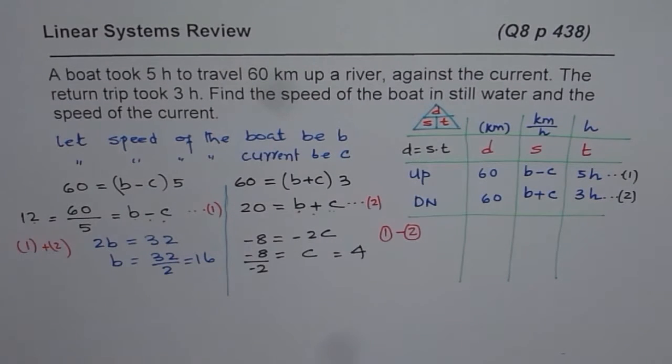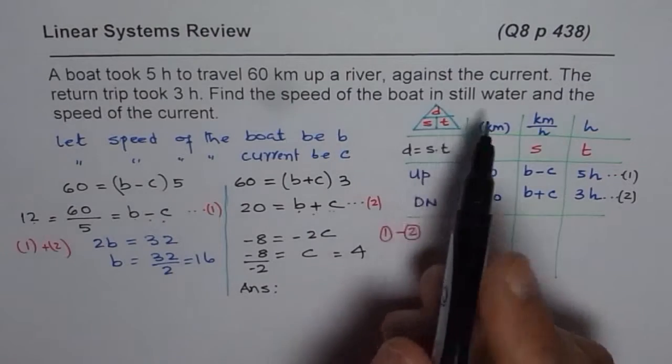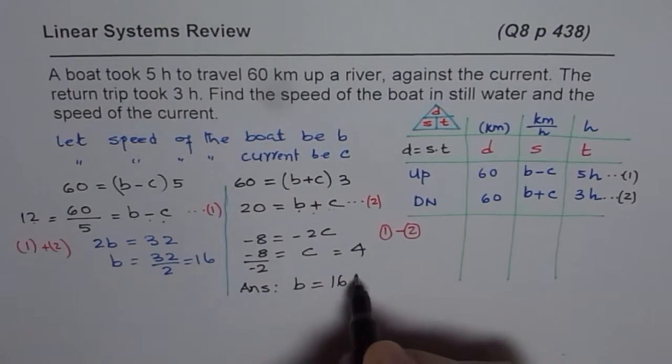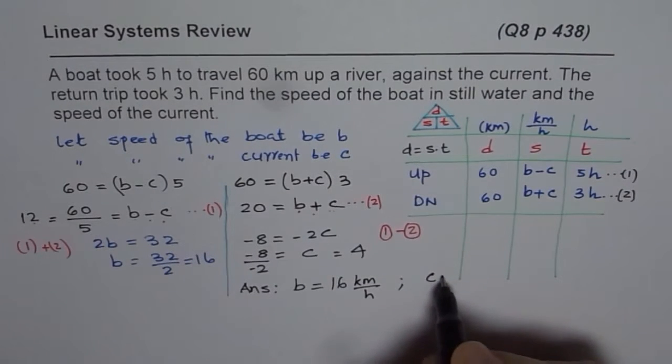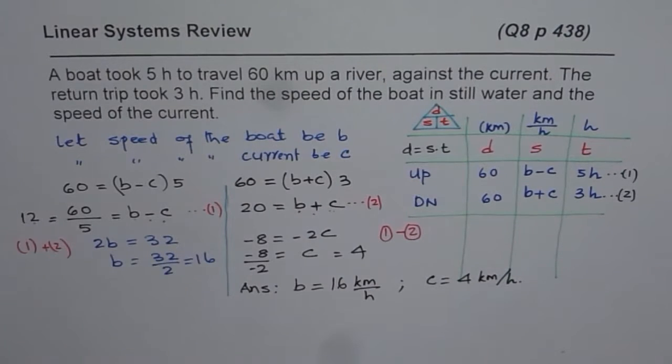Now write down your answer very clearly. We have our solution, and we say the answer is: speed of the boat is B, 16 kilometers per hour, and speed of the current is 4 kilometers per hour. So that is how such questions should be solved.